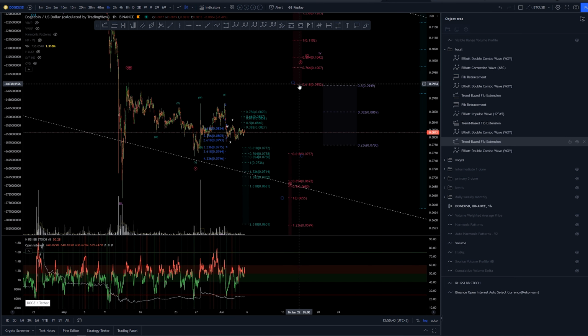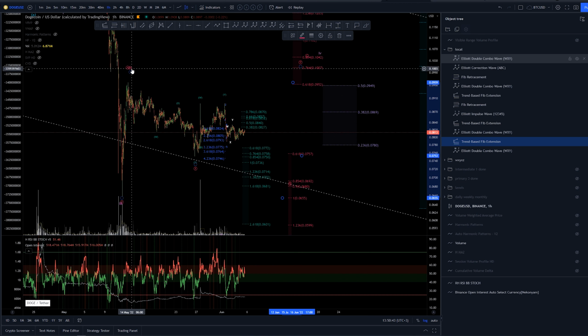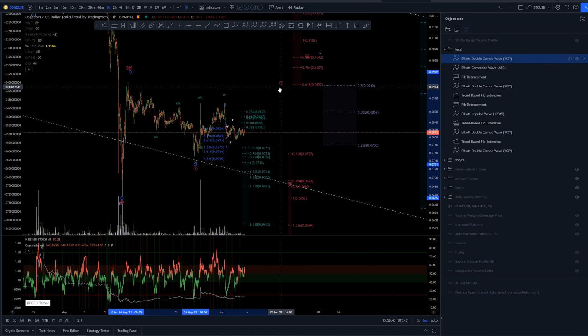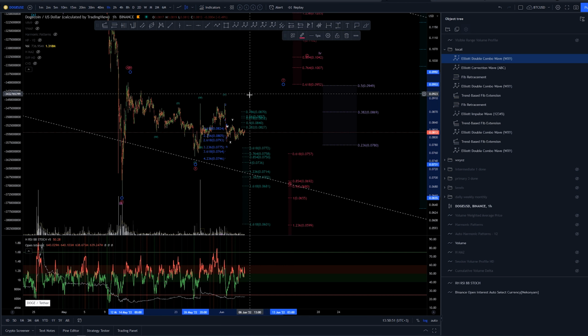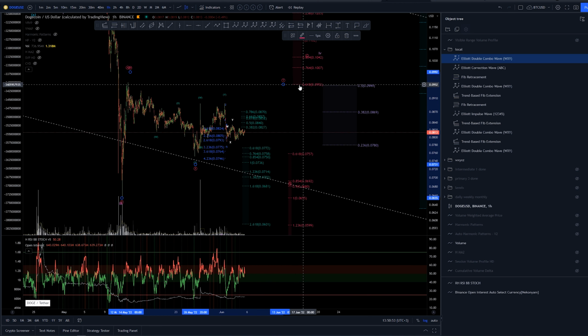Now that does not, on the overall structure here for the WXY on this pink count, or red, whatever this is, magenta, I don't know what color this is, it doesn't get to the 0.618, so I don't consider this to be completed at all.